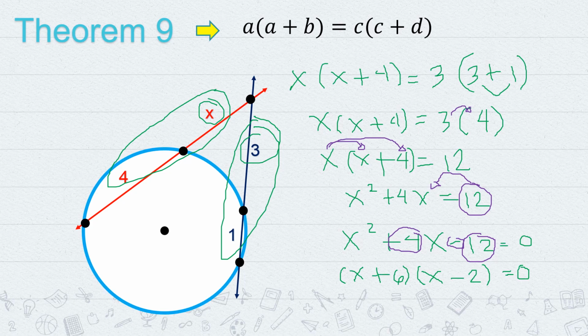Then we solve each. We equate each factor to 0. So x plus 6 is equal to 0, and x minus 2 is equal to 0. Upon solving, we transpose positive 6 to the other side, becoming negative 6. So we have now x equals negative 6. On the other one, we transpose negative 2 to the other side, so we have x equals positive 2. Of course, we are to use the positive value only. So we may state now that the measurement of this exterior secant is 2 units.